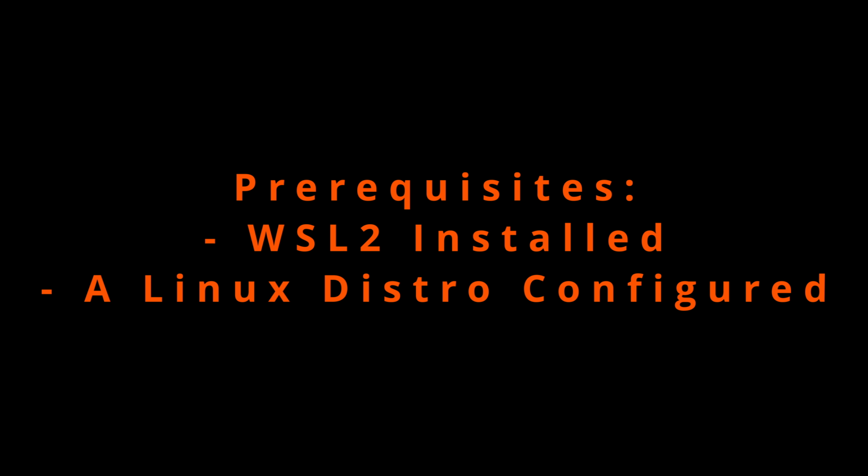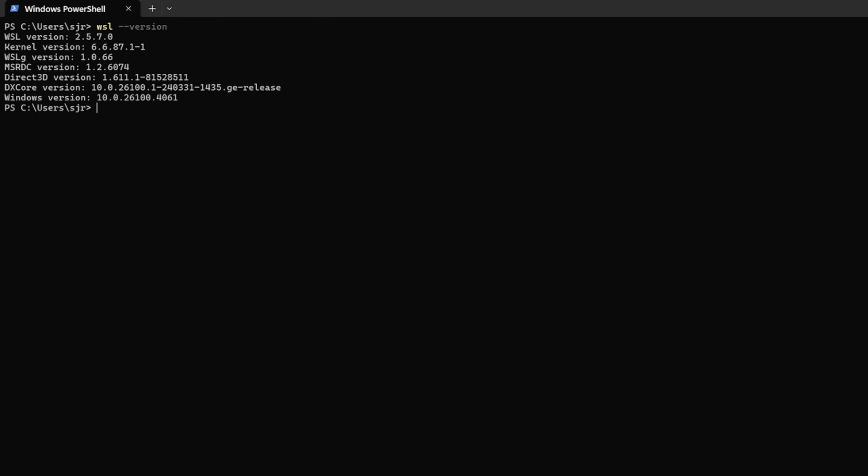Before we can fully dive in, let's cover our prerequisites. To start, I'm going to assume you have WSL2 already installed and configured, and you have a Linux distro configured. In my case, I'm going to be using Ubuntu. So the first thing we're going to do is make sure our WSL version is newer than 0.67.6, as this is the minimum version systemd needs to operate.